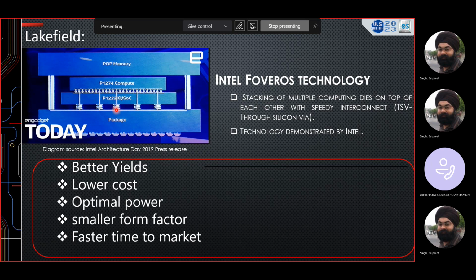From the package, all the signal and the power goes through the base die, or the ground floor die, through the TSVs. These are the through-silicon vias. Through that you make the connections. It goes through this, comes to the base die again, and it also goes to the compute die. So that basically means the classical way of thinking about how the signal and the power go changes.